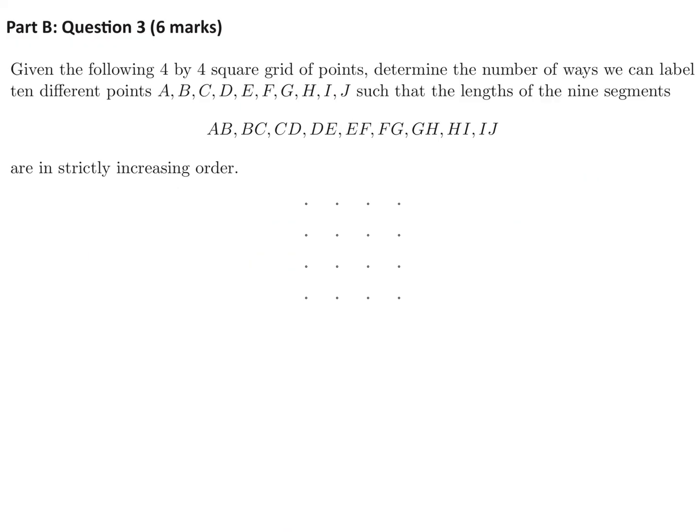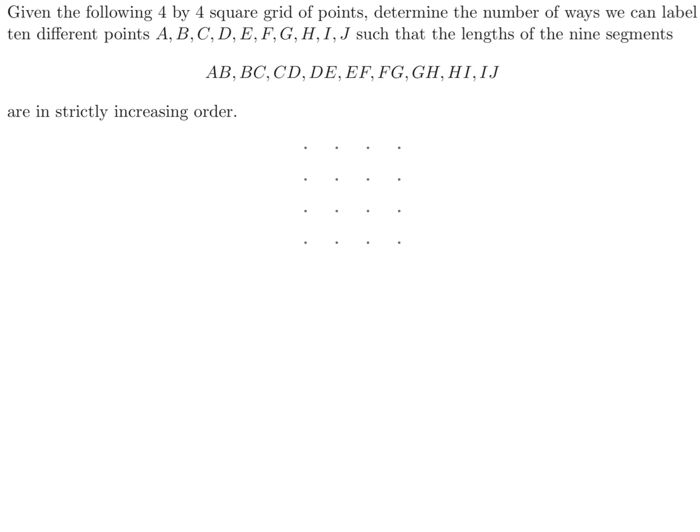Given the following 4x4 square grid of points, determine the number of ways we can label 10 different points, A through J, such that the lengths of the 9 segments are in strictly increasing order. All right. So they're saying that this sequence is going to be in increasing order, and we will have to figure out how many different ways there are.